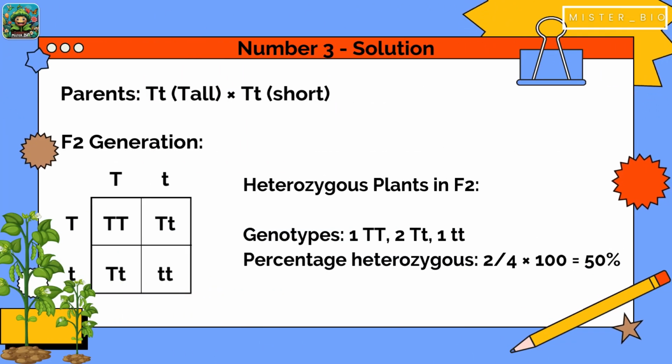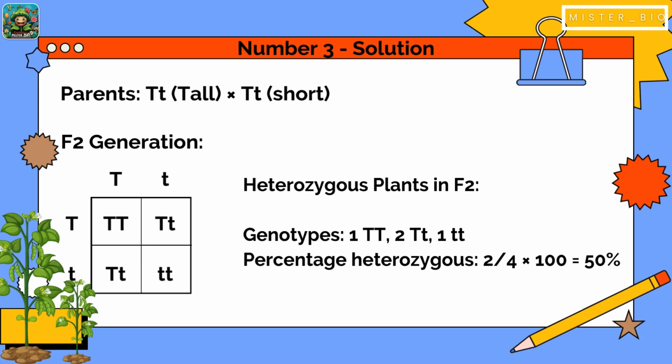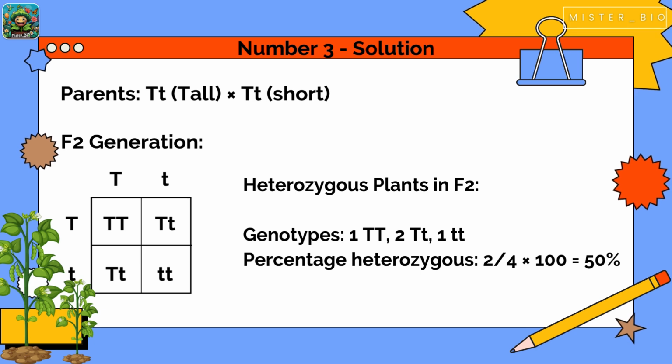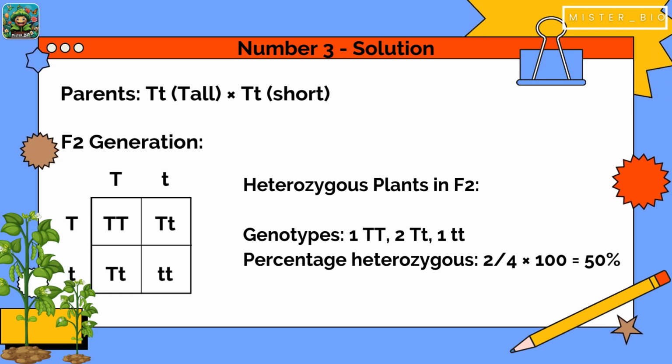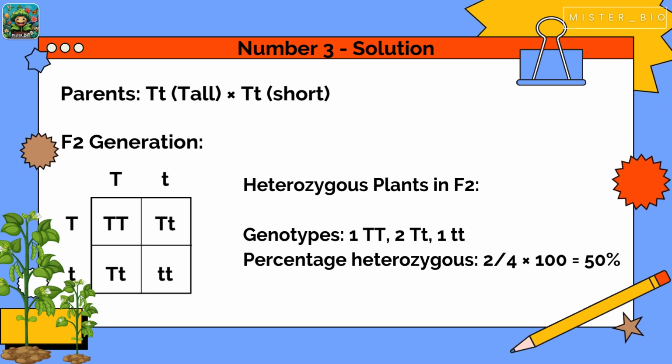Now let's figure out how many F2 plants are heterozygous. From the Punnett square, 2 out of 4 plants are heterozygous. That's 50% heterozygous in the F2 generation. To summarize, the F1 generation is 100% heterozygous for tall plants, and the F2 phenotypic ratio is 3 tall to 1 short, and 50% of the F2 plants are heterozygous.